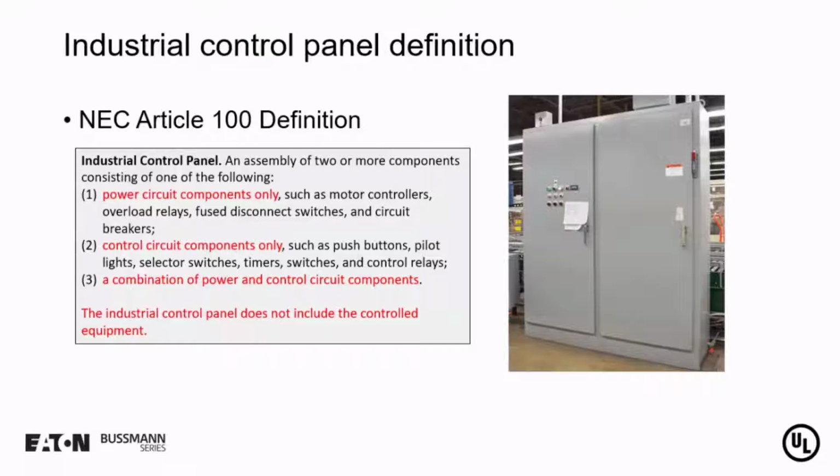The panel might contain power circuit components, things that perhaps supply power to loads, as we'll see. It might contain control circuit components, or more likely, it probably contains a mixture of both power and control. And very importantly, the industrial control panel does not include the controlled equipment, and John will talk about what that type of equipment is called in his slides.